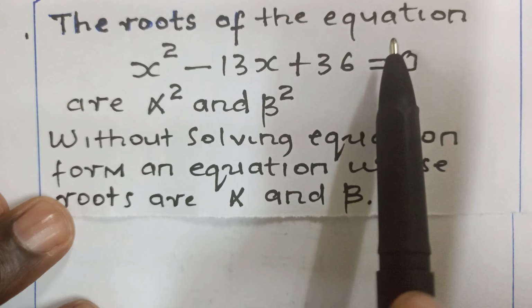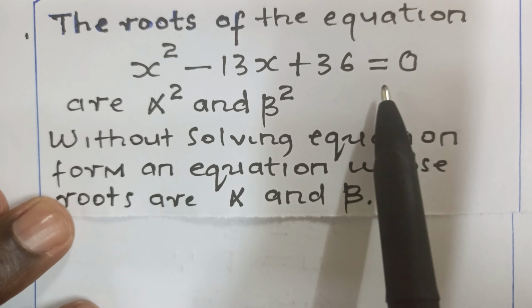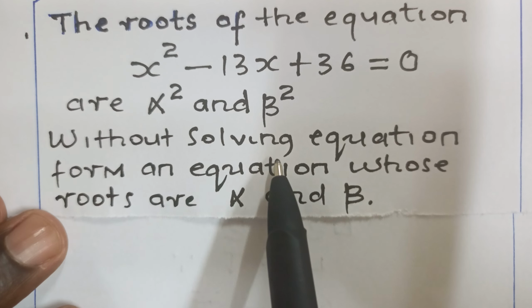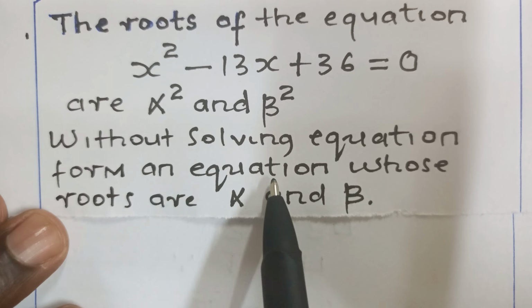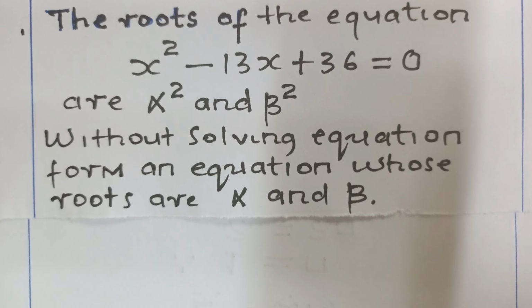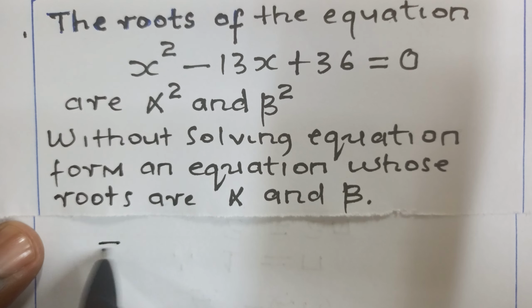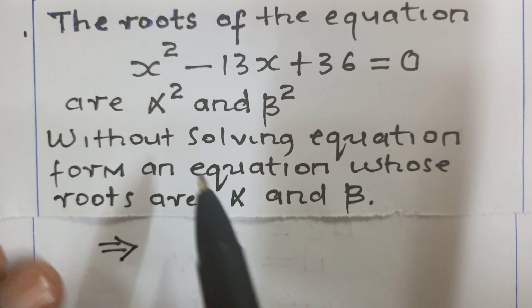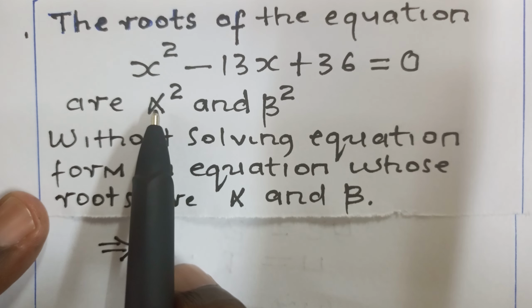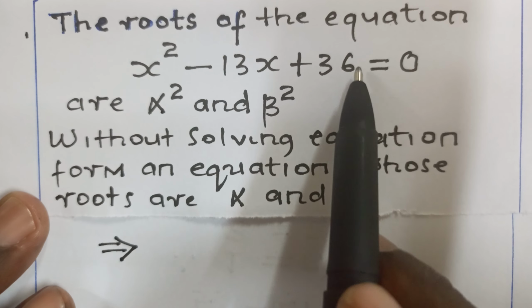The roots of the equation x squared minus 13x plus 36 equals 0 are alpha squared and beta squared. Without solving the equation, form an equation whose roots are alpha and beta. So guys, now we begin to do this question. First of all, I'll look for an equation whose roots are alpha squared and beta squared. And of course that equation is this.